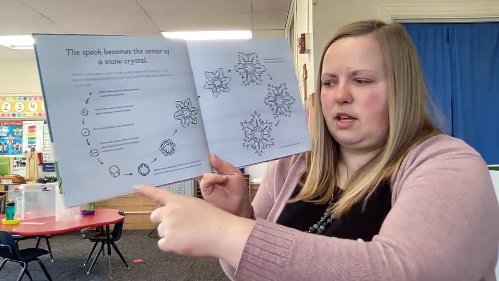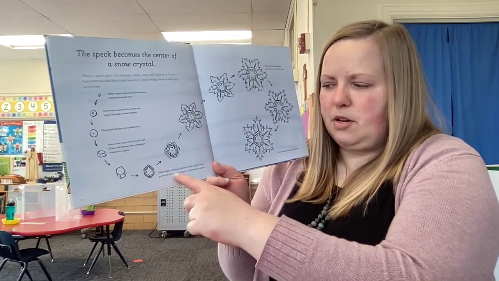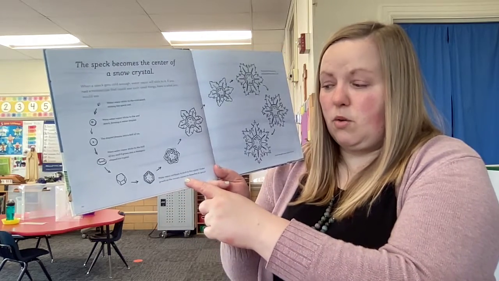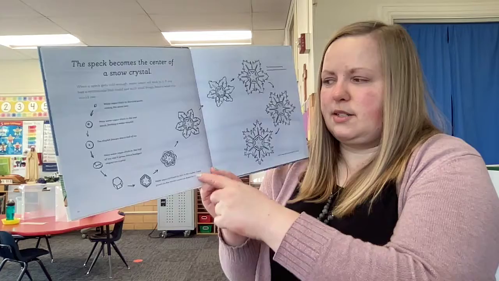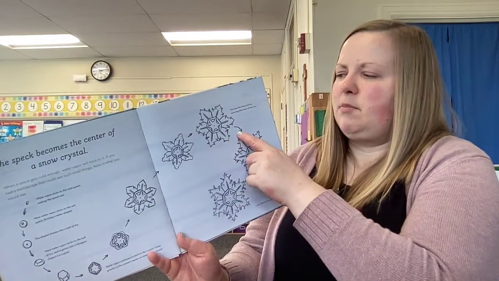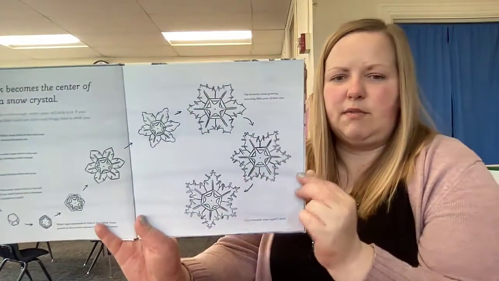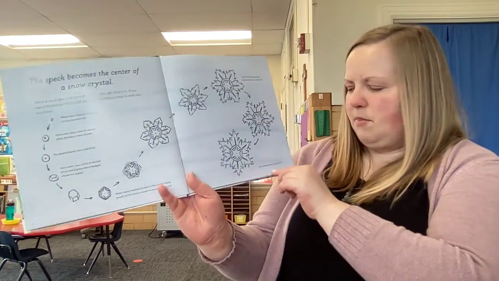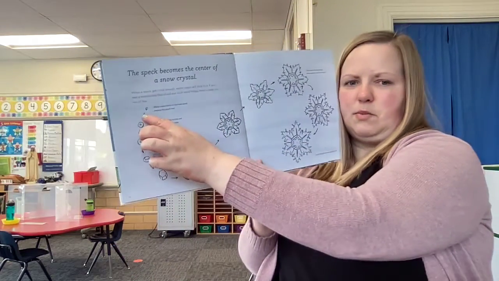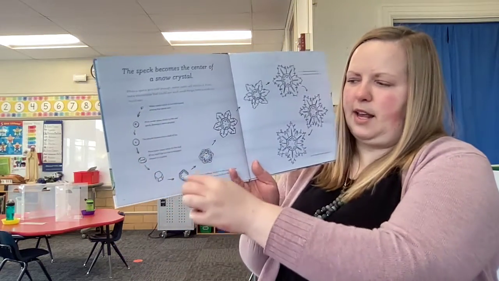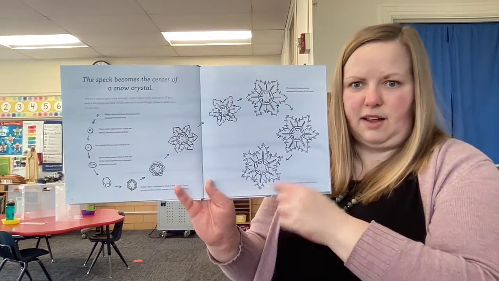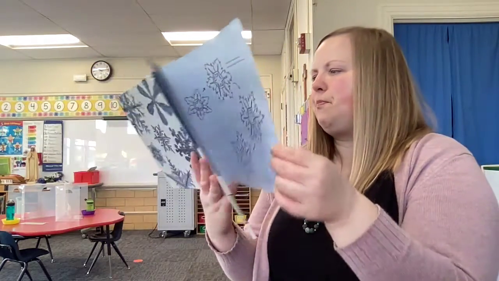Ice crystal keeps going. Water vapor continues to stick to the crystal. Faster growth on the corners causes the 6 branches to grow out. The branches keep growing, sprouting little arms of their own. And a beautiful snow crystal is born. So it starts from this one little speck and it keeps getting added to till it makes one snowflake. That's a lot of work.